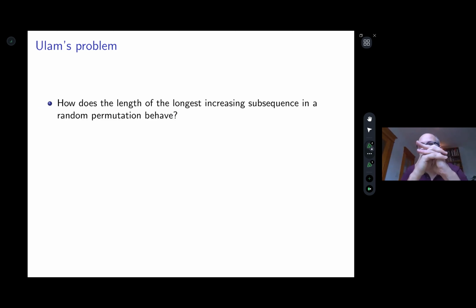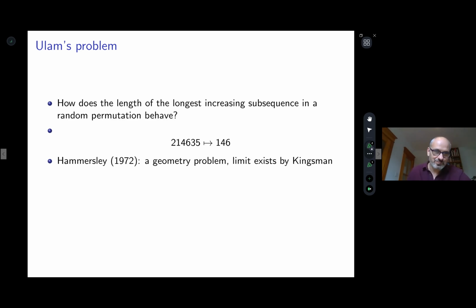So this is called Ulam's problem. You've probably all heard about it. You take a permutation of the numbers 1 to n, think of that permutation as a sequence, and look at increasing subsequences of this sequence. For example, if the permutation is 2, 1, 4, 6, 3, 5, one of the longest increasing subsequences is 1, 4, 6. Another one would be 1, 4, 5. So these are not unique, but they certainly exist.